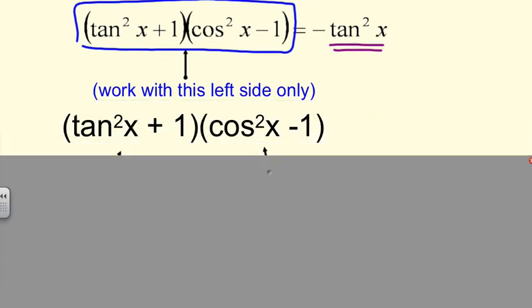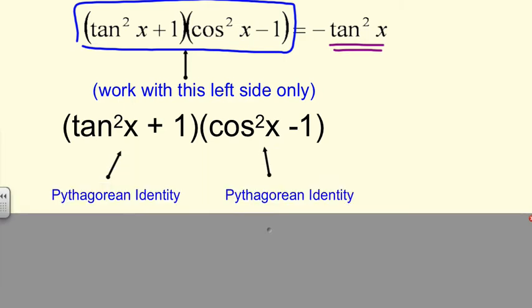All right. So I just rewrote the problem here. And I notice I have two identities. Both of them are Pythagorean identities. So look at your gold sheet and see if you can find them. Tangent squared of x plus 1. Do you see it? And do you see cosine squared of x minus 1?